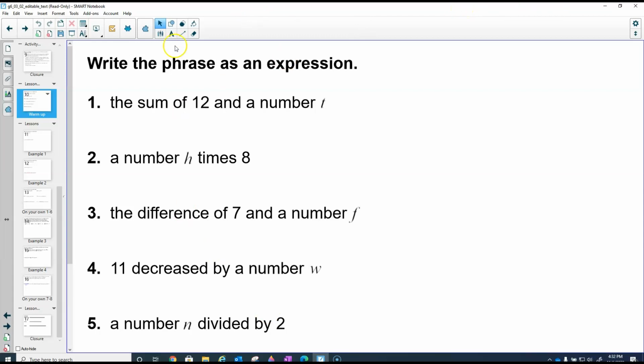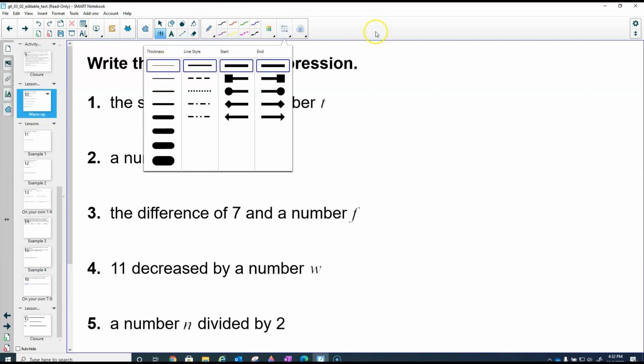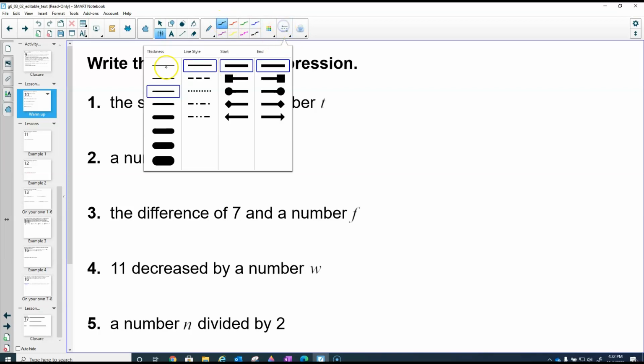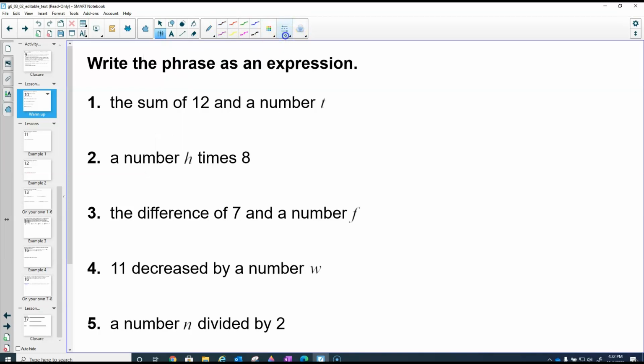In class we did some, and these are slightly different. Perhaps we will do them on Monday. So first, it says the sum of 12 and a number t, and we want to make sure we're actually telling the story that the words are saying. So sum means to add. See why it's important to know what these words mean.